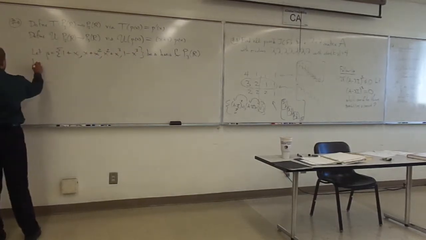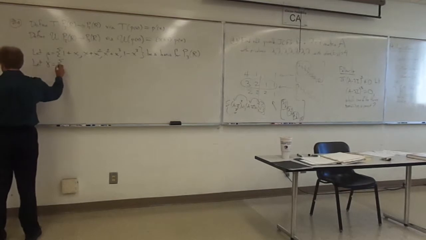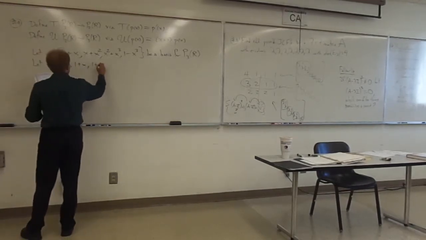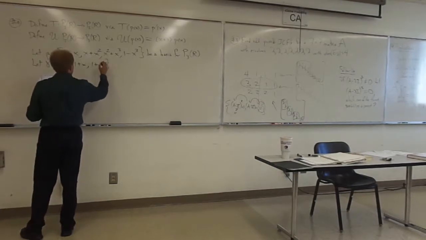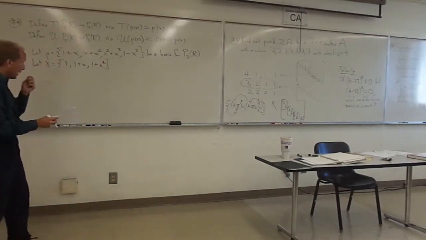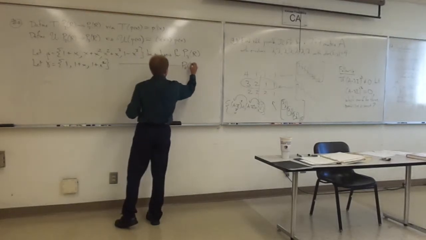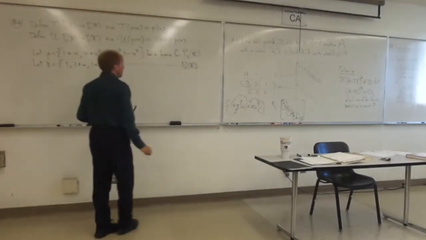And then I'm going to make another basis, gamma, which is going to be 1 plus x and 1 plus x squared. So those three things there. I'm going to let that be a basis for P2 of R. That's the basis for P2 of R.